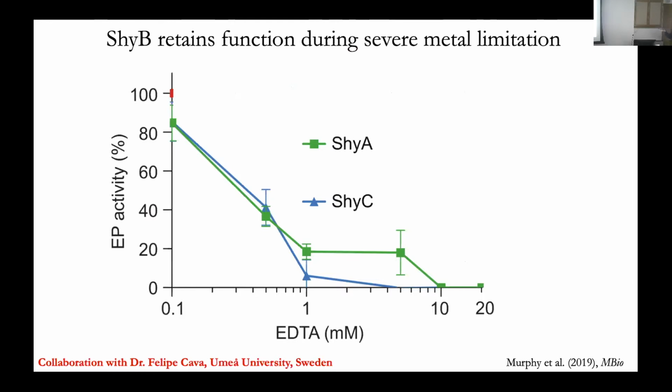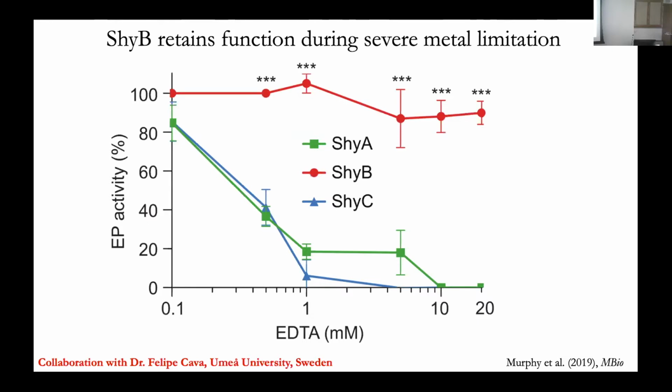So if you add increasing concentrations of EDTA to these reactions, activity gets pretty rapidly shut down. For ShyC earlier than for ShyA. But if we repeat the same thing with ShyB, it remains completely active even in the presence of very high EDTA concentrations. So ShyB seems to be able to function either in the absence of zinc or it just has an extremely high affinity to zinc. We don't know which one it is yet. We're working on that.